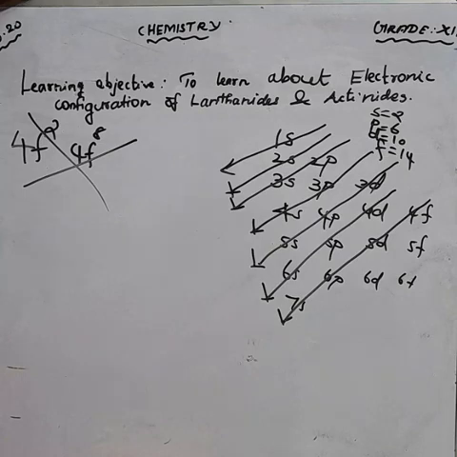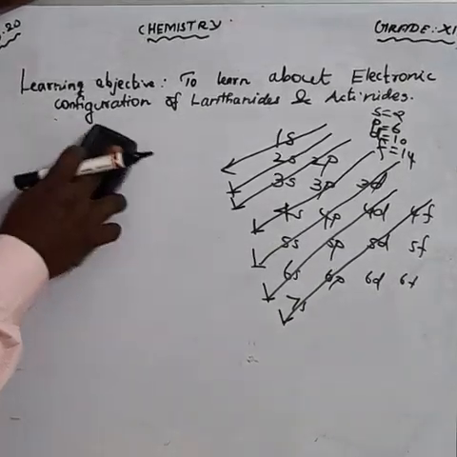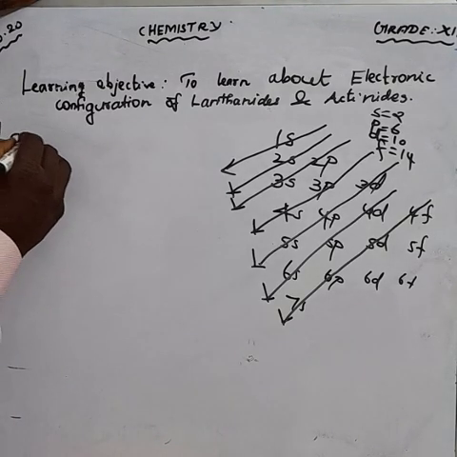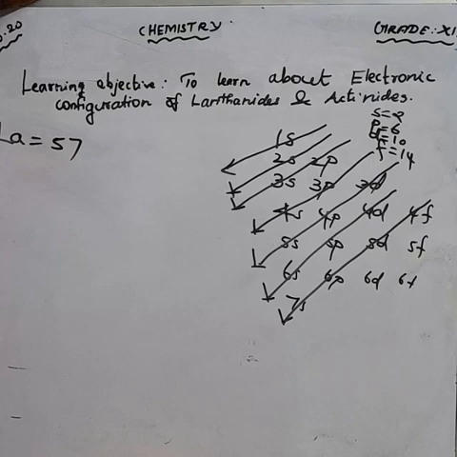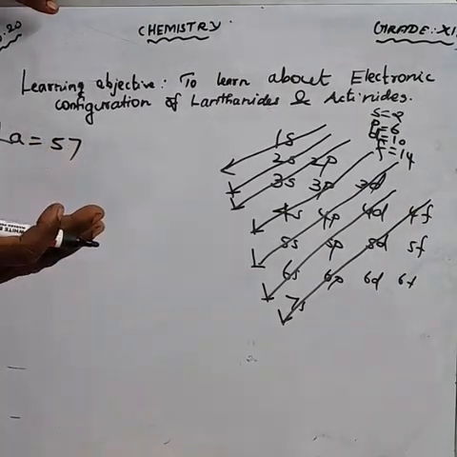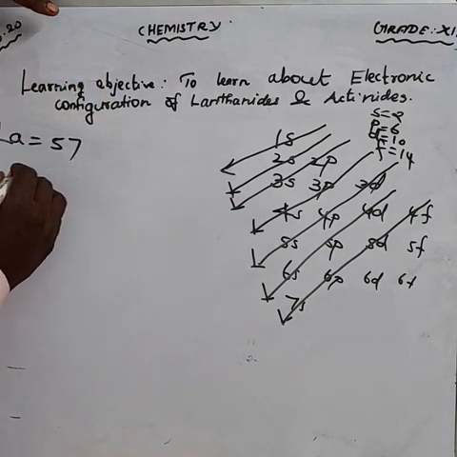Don't forget that. And we can start with lanthanum. Lanthanum is 57. Here, for writing the short form, we are using xenon.